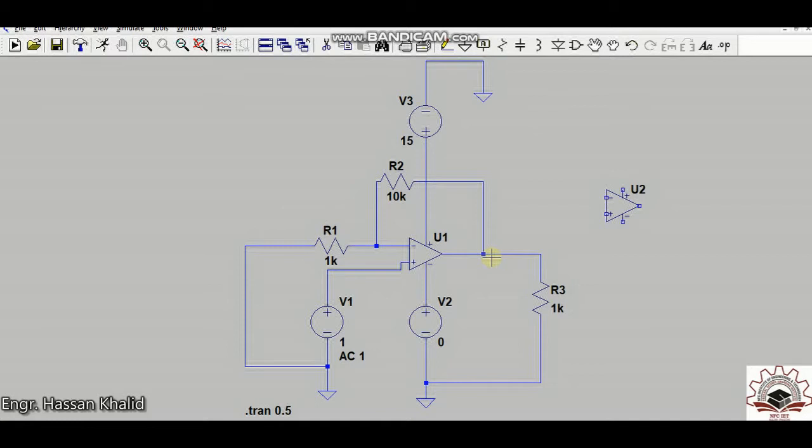So I do hope that you are aware of all these theoretical points of view. So let's move ahead.